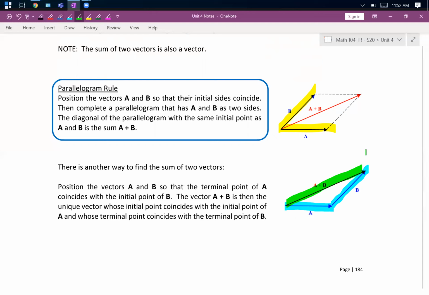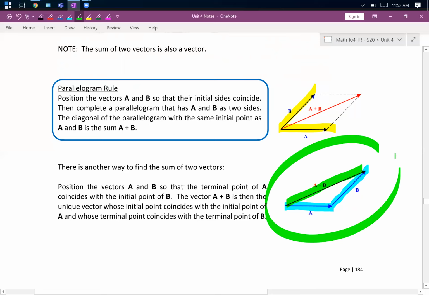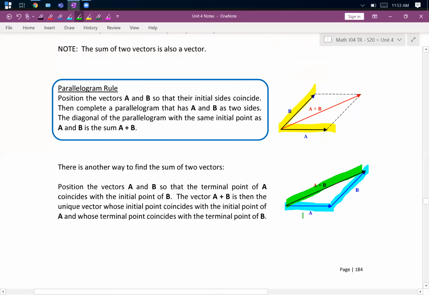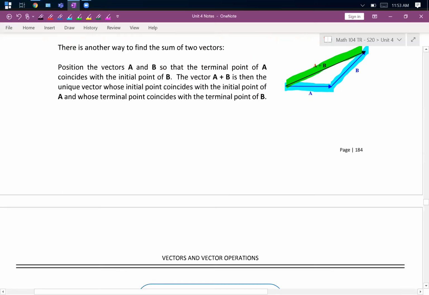So you may be thinking, well, how do I know when to use which rule? You'll know by the context of the application. We're going to use the parallelogram rule anytime we have two forces acting on a single point. If we're using this technique, then the diagram will show one vector starting where the other one stops. Maybe an airplane's changing direction. So you're only going to have one object or one force typically.